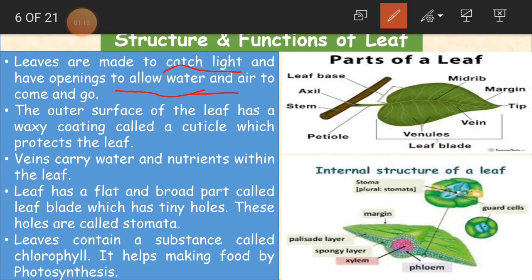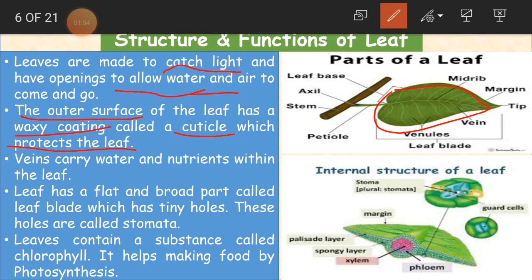Now the second point here. The outer surface of the leaf has a waxy coating called cuticle, which protects the leaf. So this outer surface of the leaf has a waxy coating, a waxy coating in the sense like we see candle wax. Okay, like a layer of coating, which we call a cuticle. Now this cuticle is going to protect the leaf. How? From water loss.